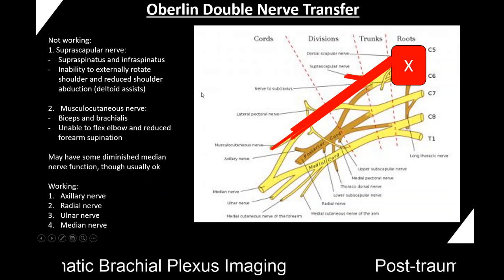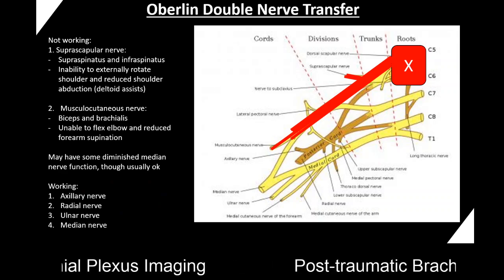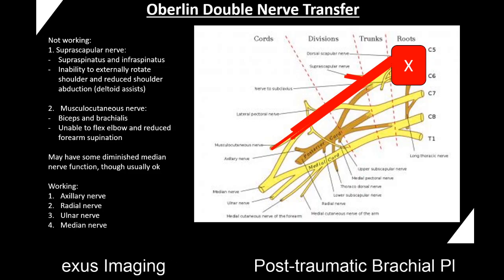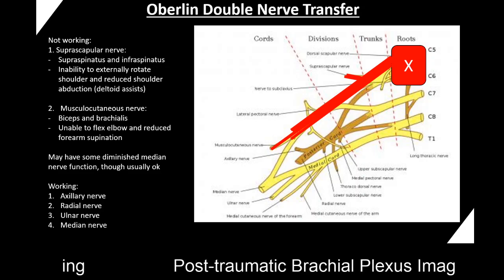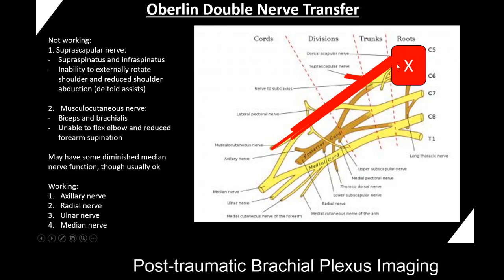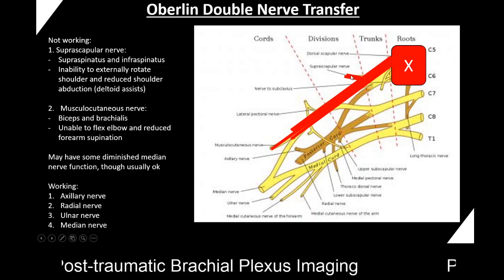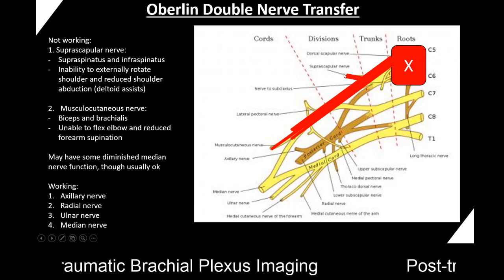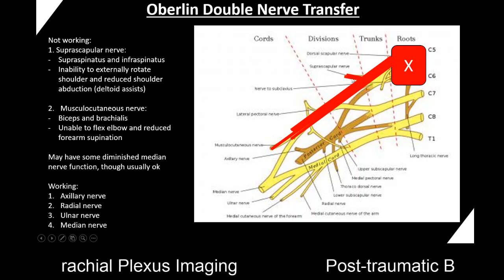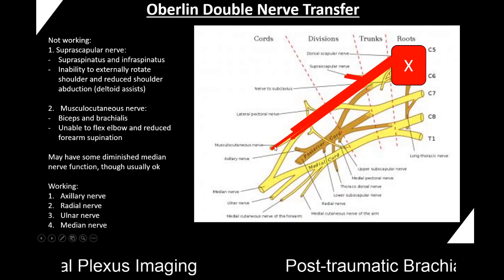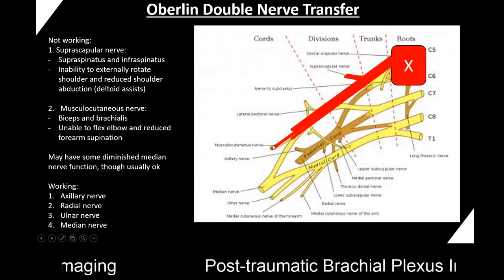So this is an example of a nerve transfer surgery. In this case, I'm going to show a cartoon illustration of the double Oberlin nerve transfer. So this is used for isolated upper plexus injuries, C5-6, or the upper trunk, and what you knock out when this happens is the suprascapular nerve, so you lose the ability to externally rotate the shoulder and limit your ability to abduct the shoulder. And then you lose the musculocutaneous, so flexion at the elbow is limited, and there's also a limitation in forearm supination.